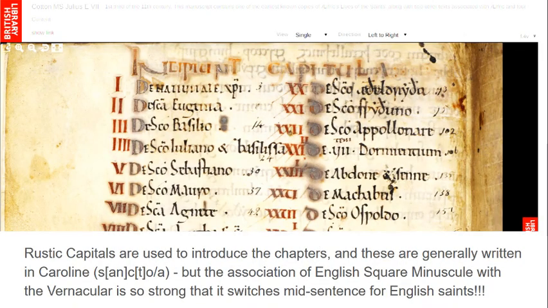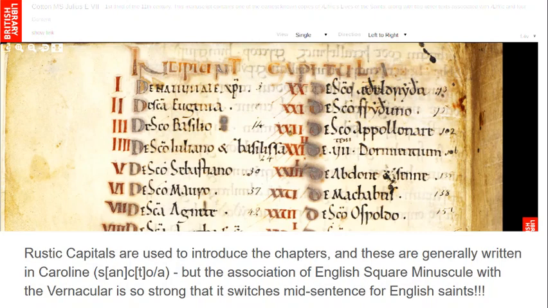You can see this also in the list of chapters. So the red stuff is actually written in square capitals, and rustic capitals are used for the first letters introducing the chapters, but the chapter names, except for the first one, are written in Caroline script. So the very first one, De Nativitate, on the left hand side, that's written in rustic capitals. The ones below that, such as De Sancta Eugenia, are written in Caroline minuscule script.